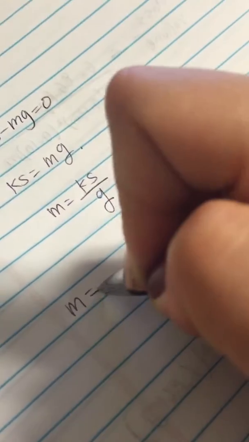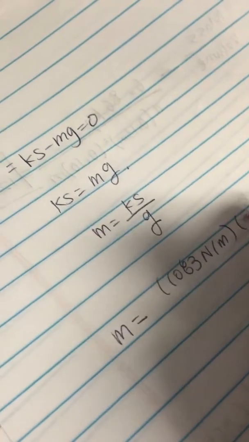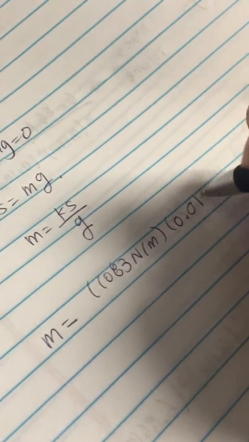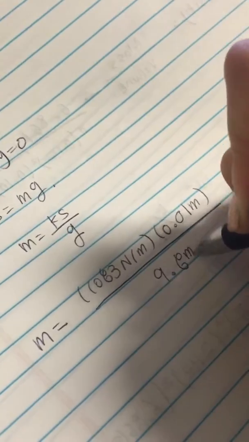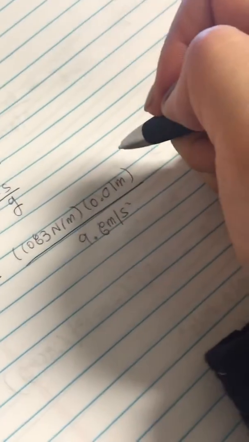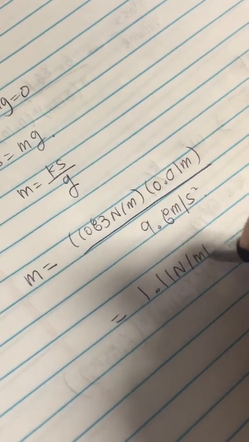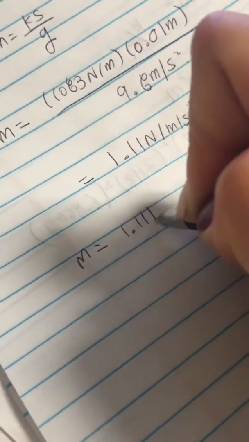So this means Ks equals mg, and m equals Ks over g. So m equals k, which we found from the last section of the problem, times the stretch, which is 0.01 meters, and divide by 9.8 meters per second squared. So this goes to 1.11 newtons, which means mass is 1.11 kilograms.